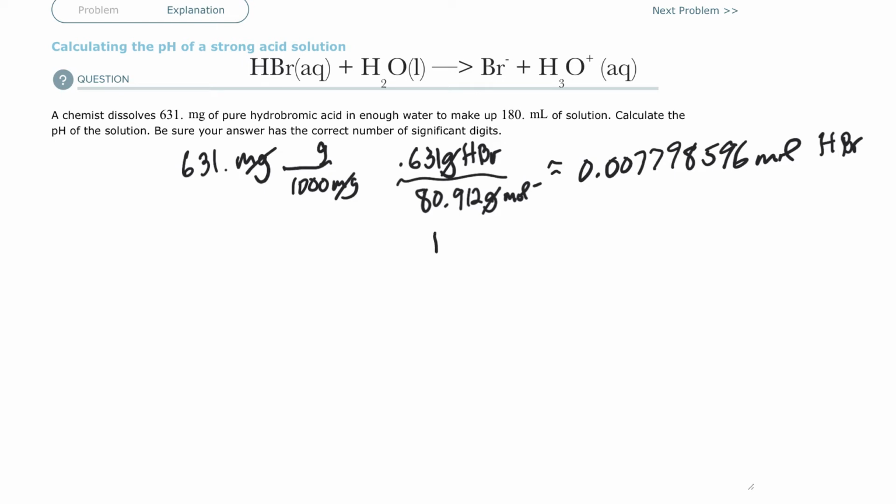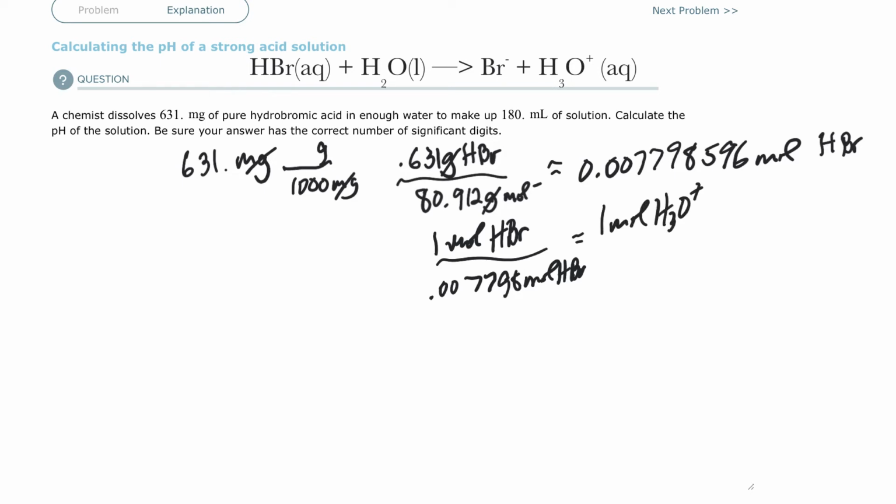I'm just going to recopy it here. So it's 1 mole of HBr is to 0.007798 moles of HBr as 1 mole of H3O+ is to the same 0.007798 moles of H3O+.